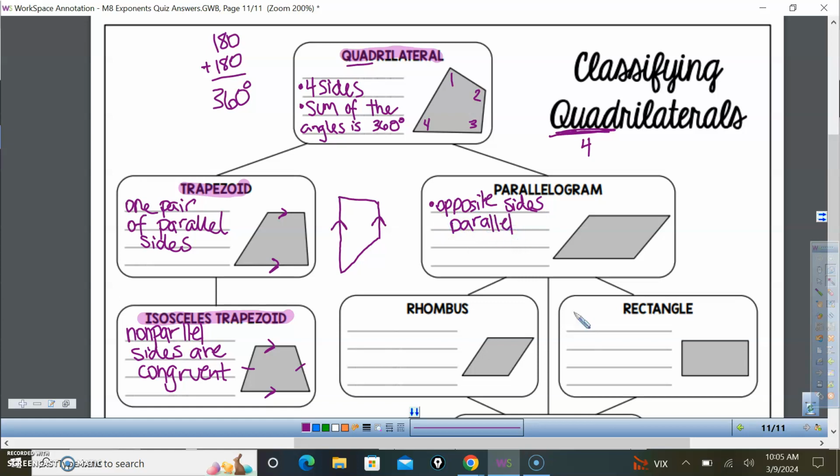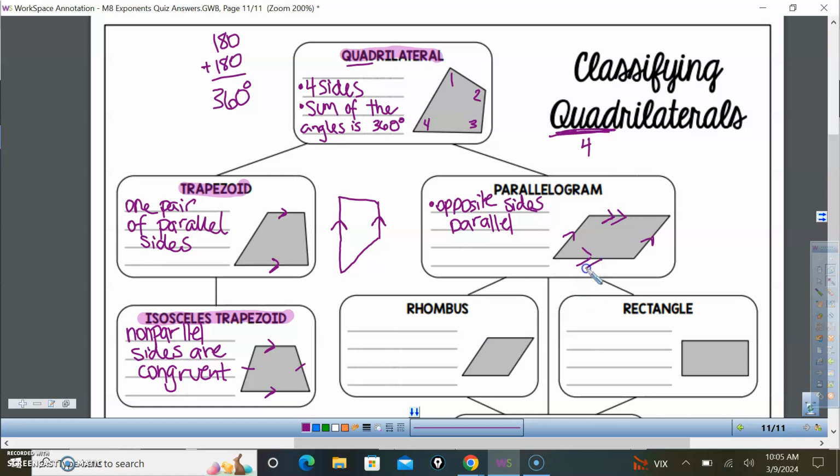So with a parallelogram, we have to have two pairs of parallel sides. All of the opposite sides have to be parallel. With a trapezoid, you only have to have one pair of parallel sides. With a parallelogram, you have to have two pairs of parallel sides. So I could draw arrows on these two sides here, showing that they are parallel. And because this is a parallelogram, it has to have two pairs of parallel sides.